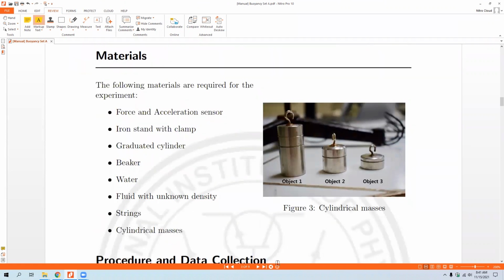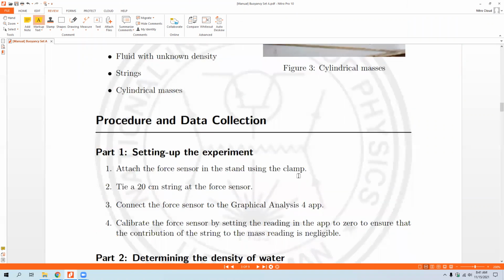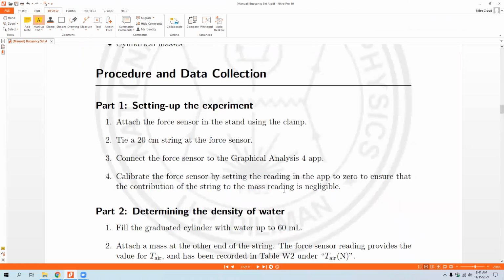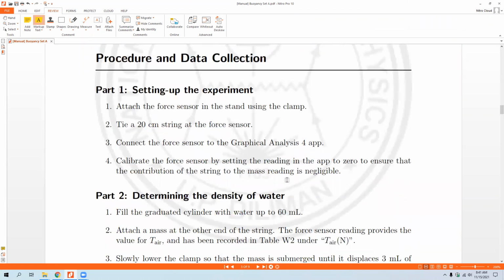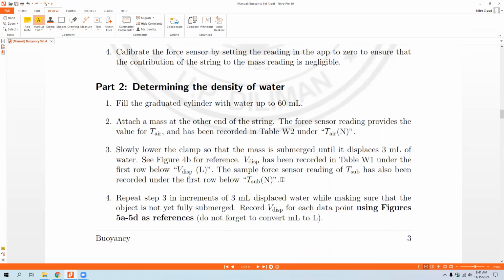So materials. So basically, may isasabit tayo na tatlong weights and we will submerge them carefully into water. So dahil hindi naman natin ulit gagawin ito, we'll skip these instructions. But you are free to read them in your own time.